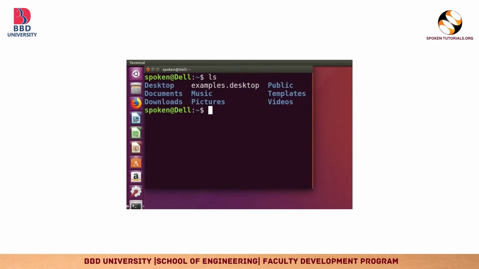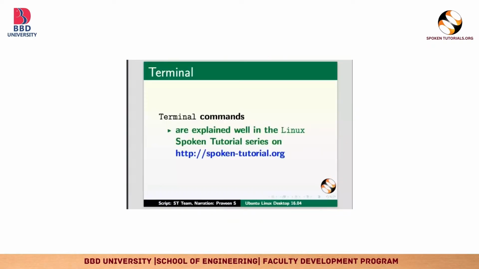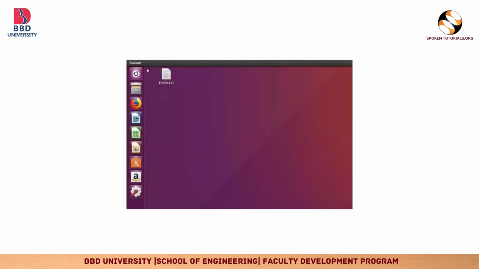Type ls and press enter. You can see a list of all the files and folders in the current directory. Here, it is displaying files and folders from the home folder. We will see later in this tutorial what the home folder is. We will not spend any more time with the terminal now.